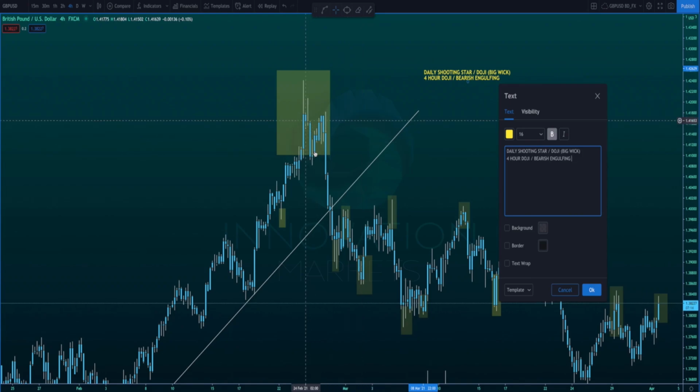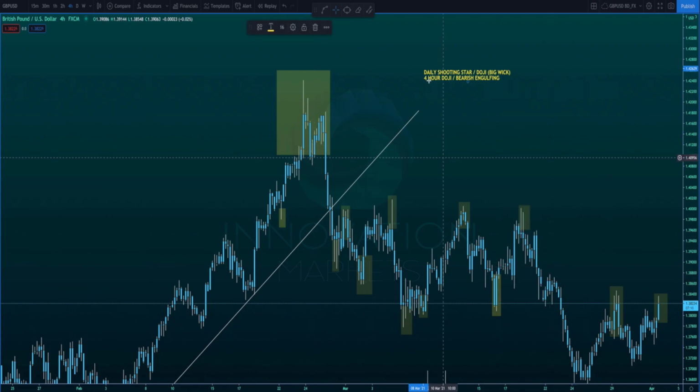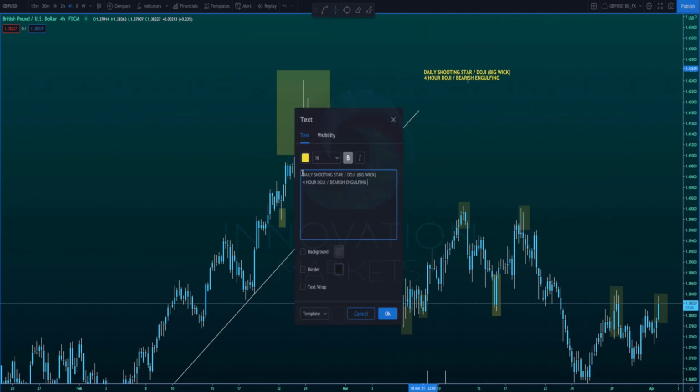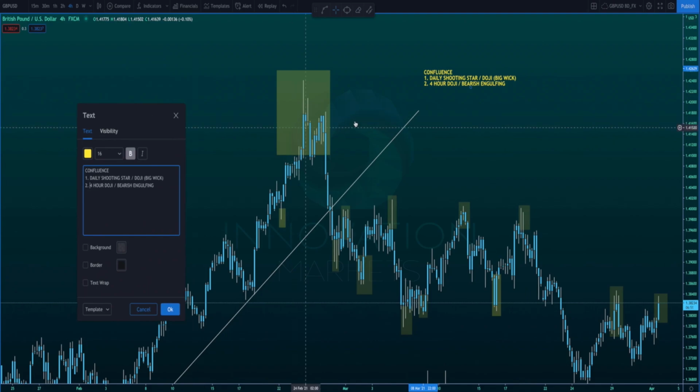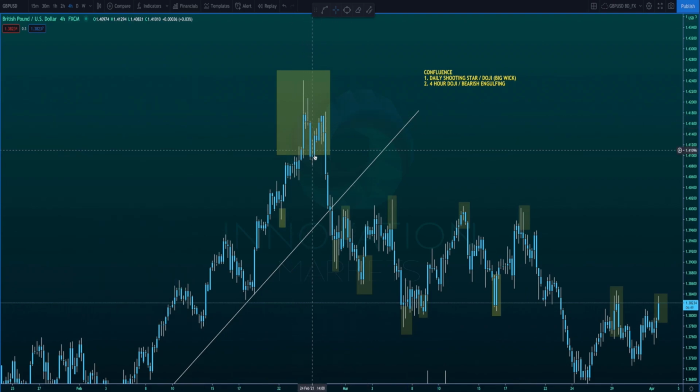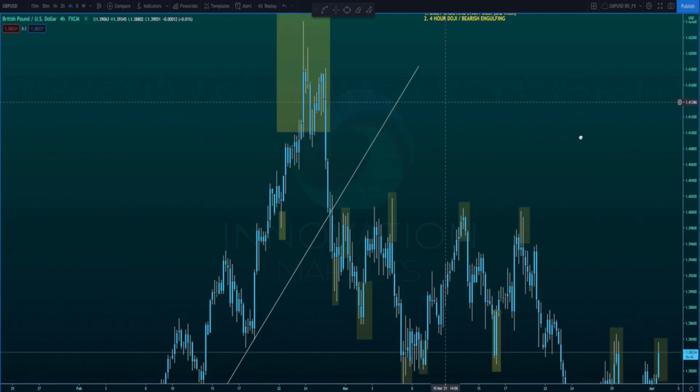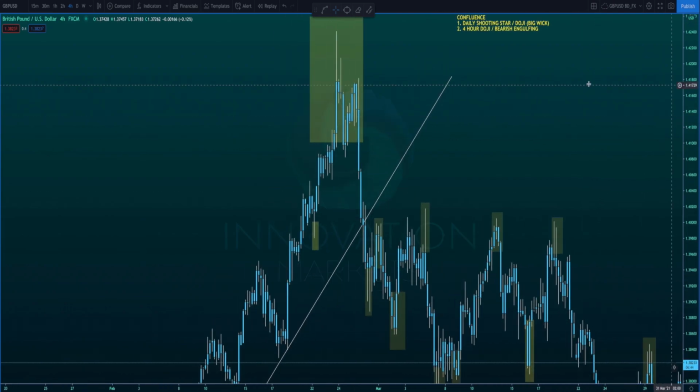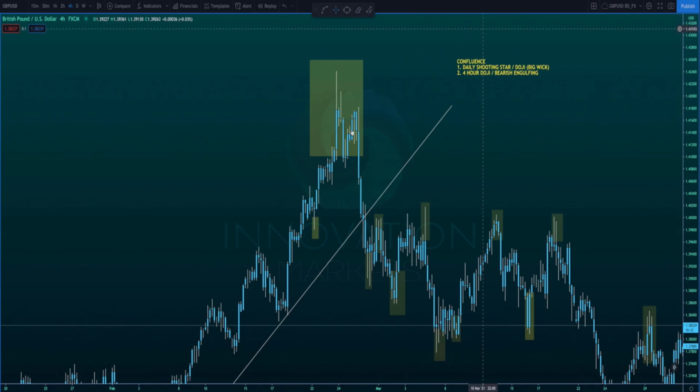This has pushed down. So that's now shown us, okay, this is on a daily time frame. There's one confluence on a daily time frame. Then on the 4-hour time frame, we've seen a bearish engulfing. We've seen price push back up. And then what have we got here? 1, 2, 3. We got an evening star formation.